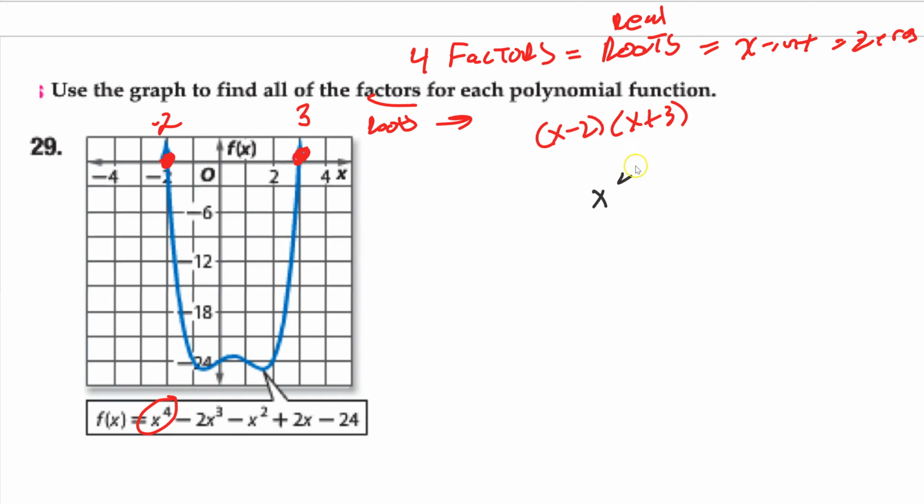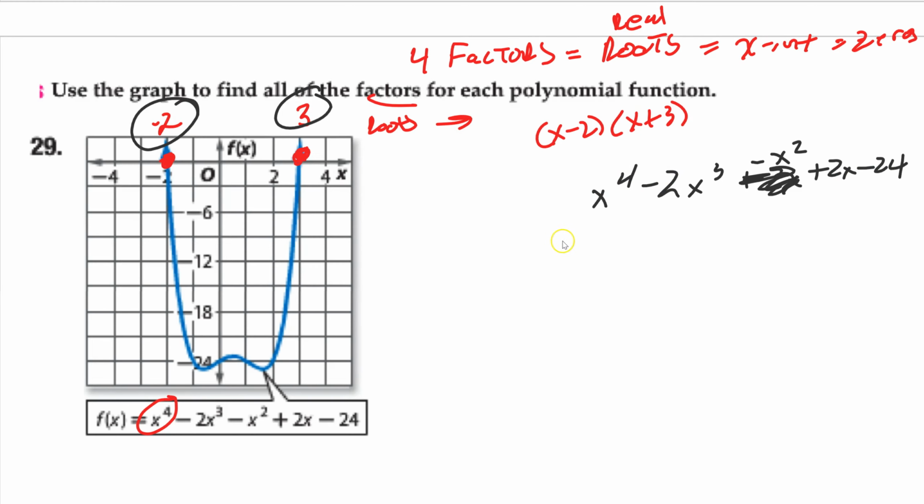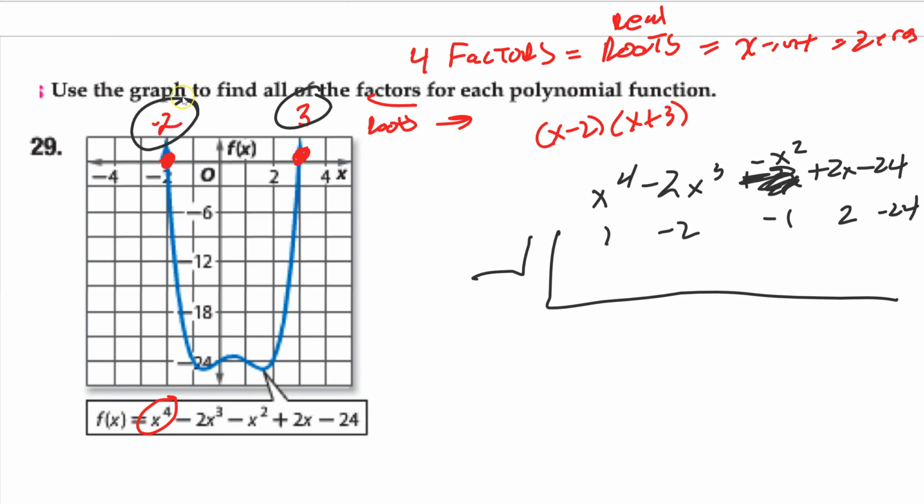So for the problem we have here, which is this, x to the 4th minus 2x cubed plus 2x minus x squared plus 2x minus 24. Right, I gotta find 4 roots. I have 2 of them, -2 and 3. Those aren't the ones I could use. So it does not matter which one you want to do first. They work the same way. So let's pick any one.